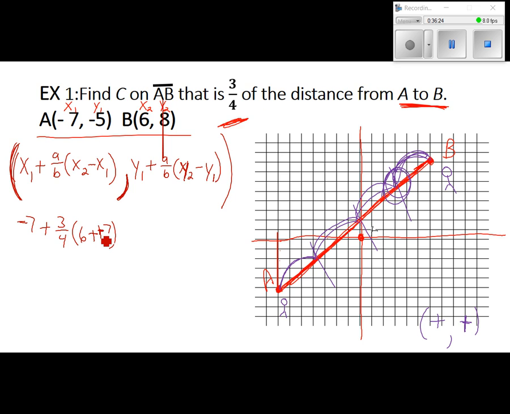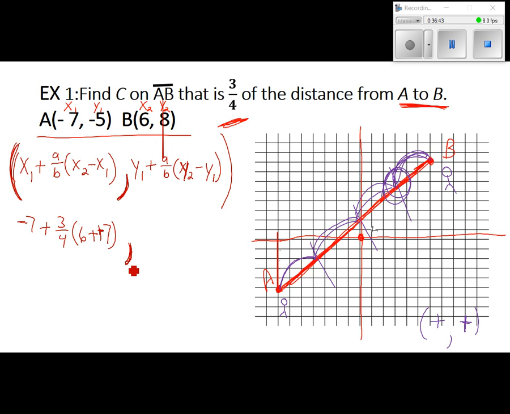Should we go through and just find the x first? Is that gonna make it easier than worry about the y's? Or should we do them both at the same time? It's up to you guys. Do them both? You guys gonna let Drew decide something?